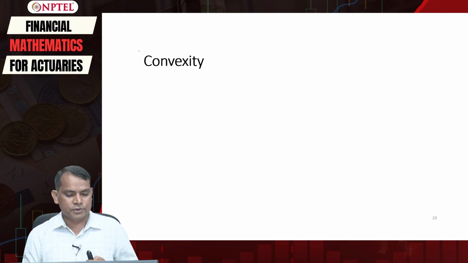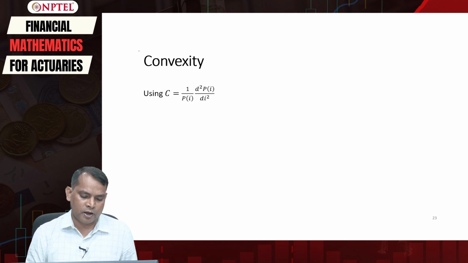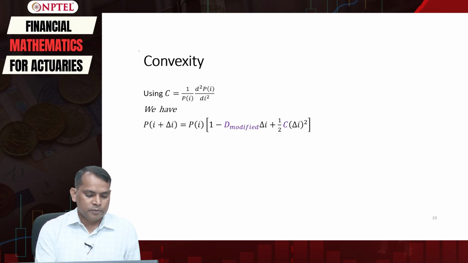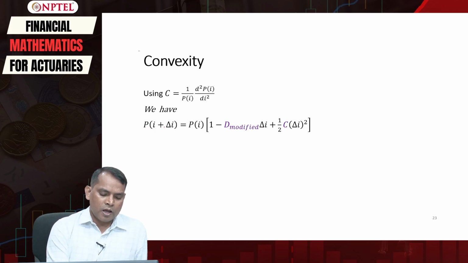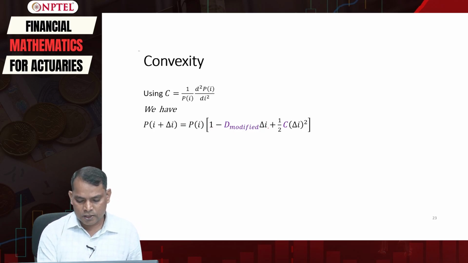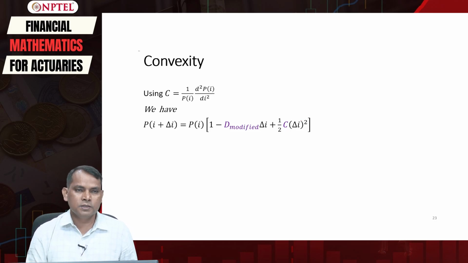So, let us now proceed. Using this, C is equal to 1 upon Pi d2 Pi upon di square, we have P of I plus del I is equal to Pi times 1 minus the modified duration times del I plus half of the C times del I square.